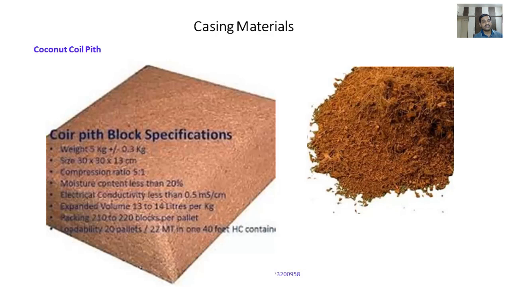Expanded volume is around 13 to 14 liters per kg, and in one pallet you will get around 210 to 220 blocks. If you are bringing in one full container of 40 feet, then you will get 20 pallets, and 20 pallets into 220 blocks means you will get around 4000 to 4400 blocks in one container. You can use this coconut coir, and basically this is the ideal material, I would say. People in India prefer it as a casing material for their farm.